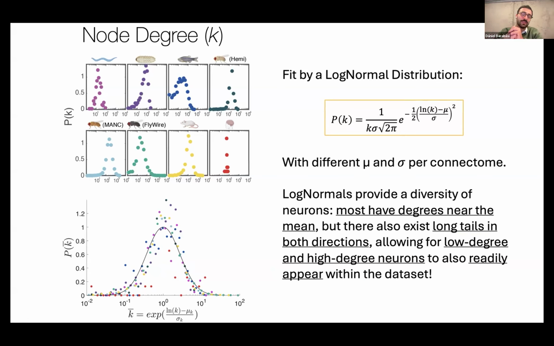And this has computational implications. Most of your neurons have a certain average value, but you can still have these super connectors or really sparse connectors within the data set, which you can use to either integrate information or just have very specialized input patterns throughout this.